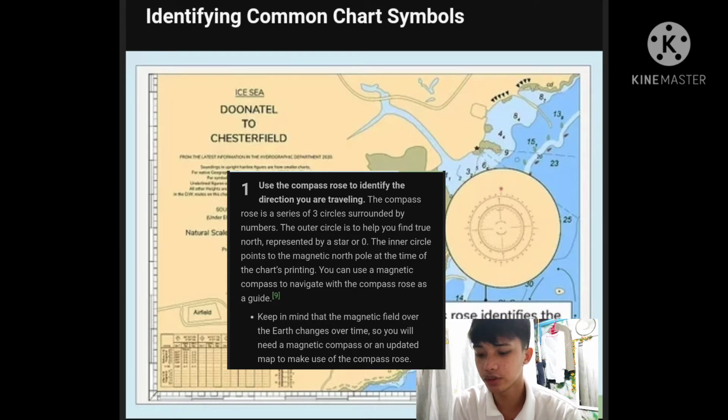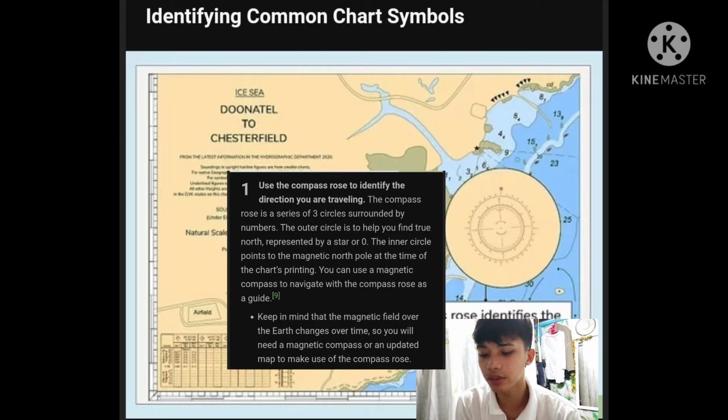The compass rose is a series of 3 circles surrounded by numbers. The outer circle is to help you find true north, represented by a star or zero. The inner circle points to the magnetic north pole at the time of the chart printing. You can use a magnetic compass to navigate with the compass rose as a guide.